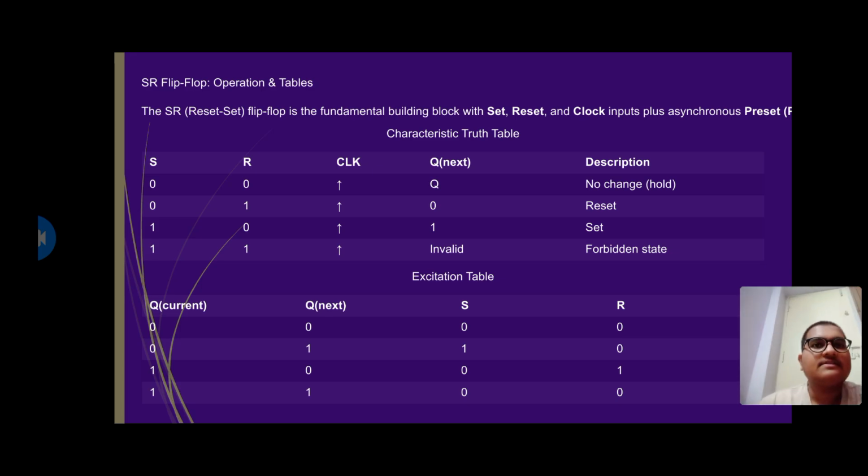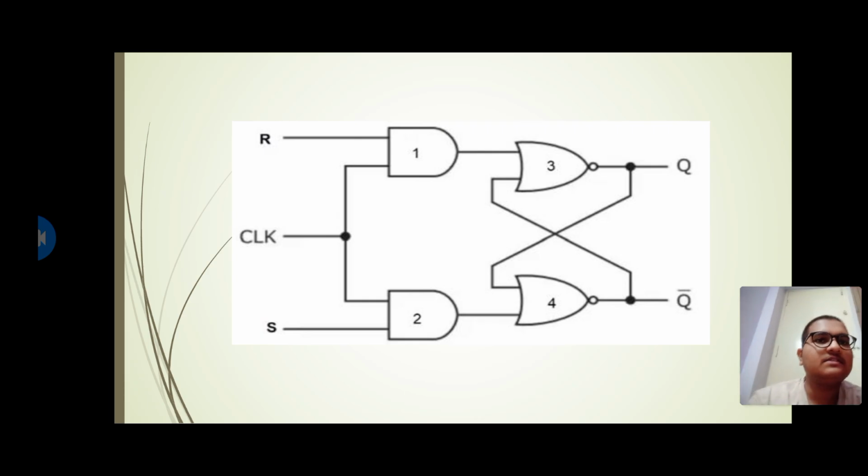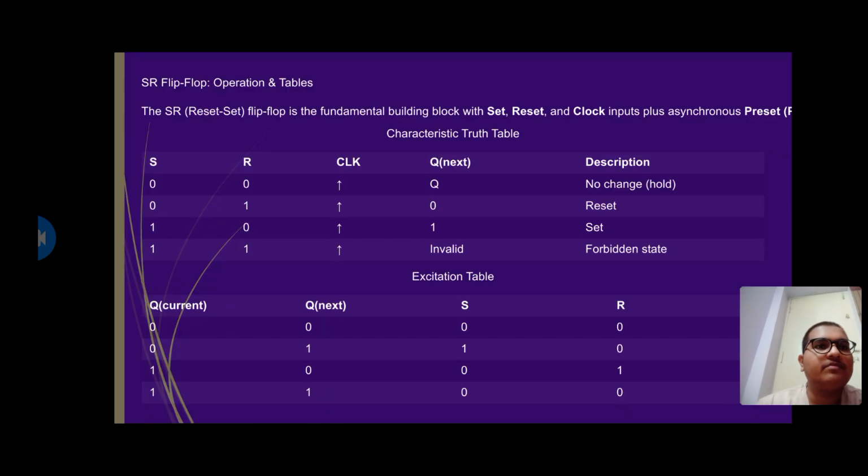First, the SR flip-flop, operation and tables. The SR flip-flop is also known as the set-reset flip-flop. It is the fundamental building block with set, reset, and clock inputs plus asynchronous preset. We can see the circuit diagram. This is the diagram of the SR flip-flop. Let us come to the characteristic truth table.